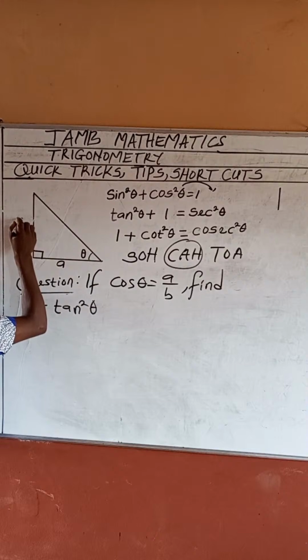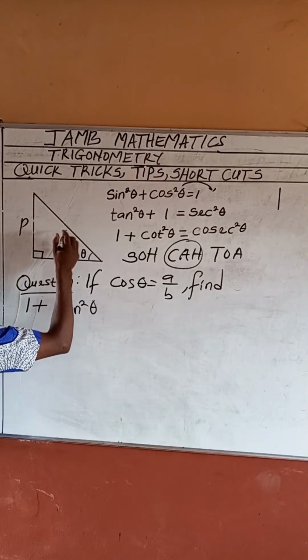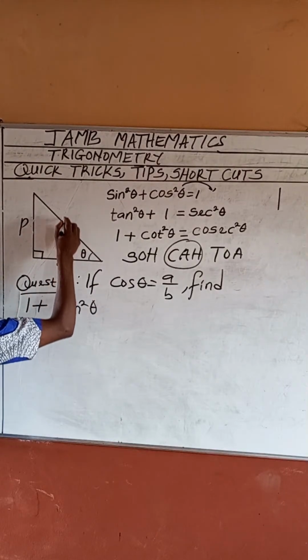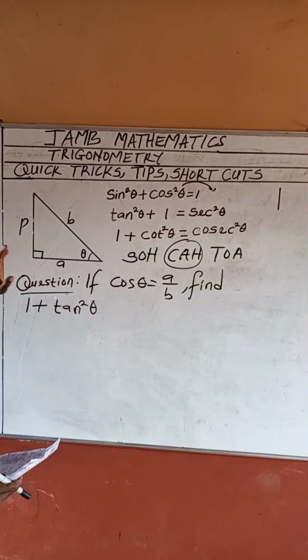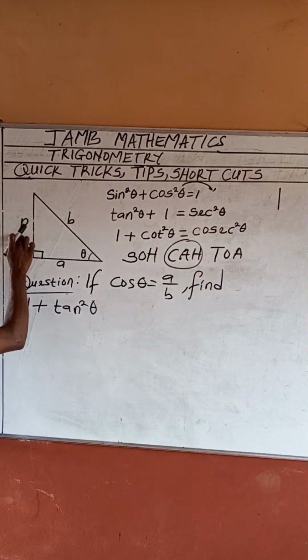So we are going to bring our P here now, and here is our B. This is our B. All right, so cos theta is A over B. Now the question is, how do we find this place, this P? How do we get this?